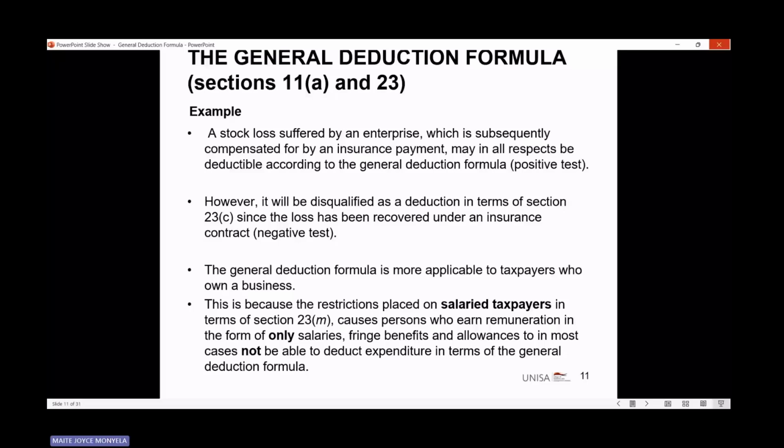However, this is how you apply the positive and the negative test. This is the positive test. Then under Section 23C, it will be disqualified as a deduction since the loss has been recovered under an insurance contract. That is the negative test. So under the positive, there is a loss and it qualifies as a deduction, but under the negative, we have a prohibition because the loss was already paid by the insurance.